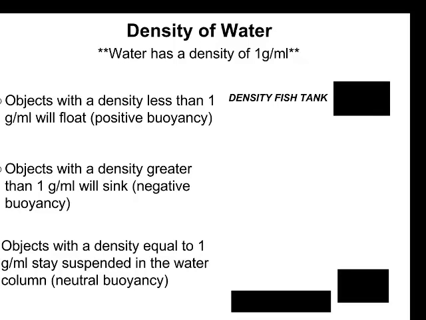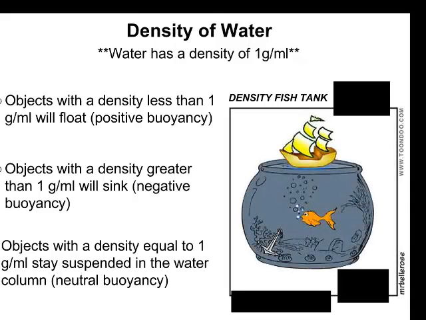So what about the density of water? We talked about that water has a density of 1 gram per milliliter. So objects with a density of less than 1 gram per milliliter will float, or we say that they have a positive buoyancy. So which object in the picture of the fish tank has a positive buoyancy?